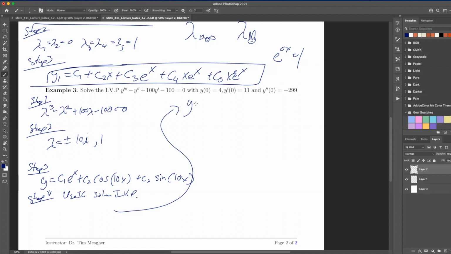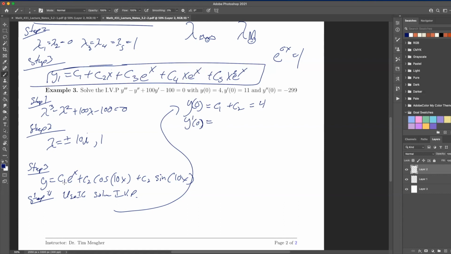So here we're going to have y of 0. If I plug in 0 for x here, I'm going to get c1 times 1, plus c2 times cosine of 0, which is 1, and then c3 times sine of 0, which is nothing. So c1 plus c2 is equal to 4. Then y prime of 0.